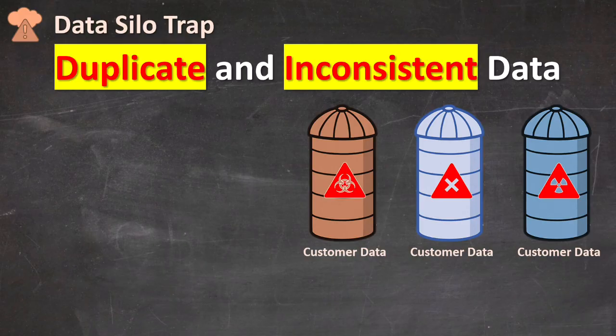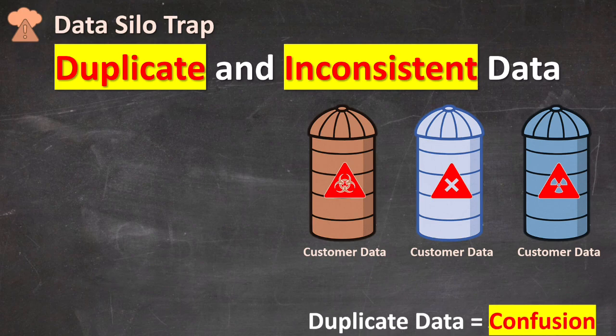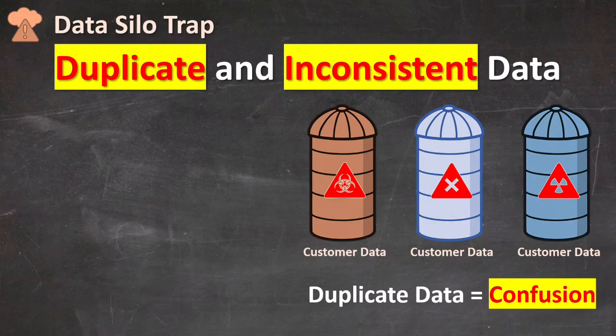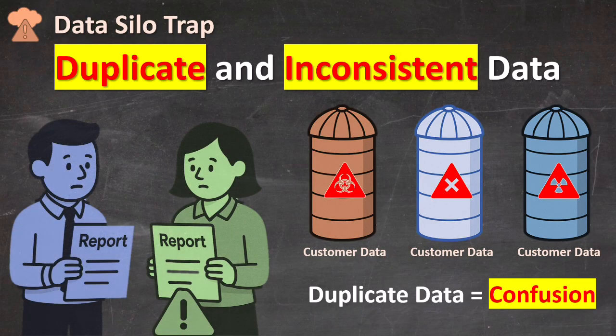Siloed data often leads to inconsistencies between departmental databases, and as data ages in different silos, some copies become outdated or just plain wrong. This not only hurts data quality but also causes confusion. Which version of the truth do you believe? Teams might debate over whose spreadsheet has the real numbers. Additionally, having the same data stored in multiple places is wasteful. It eats up extra storage and can violate data governance rules if, say, a customer asks to delete their data but it lives on in a silo nobody checks.